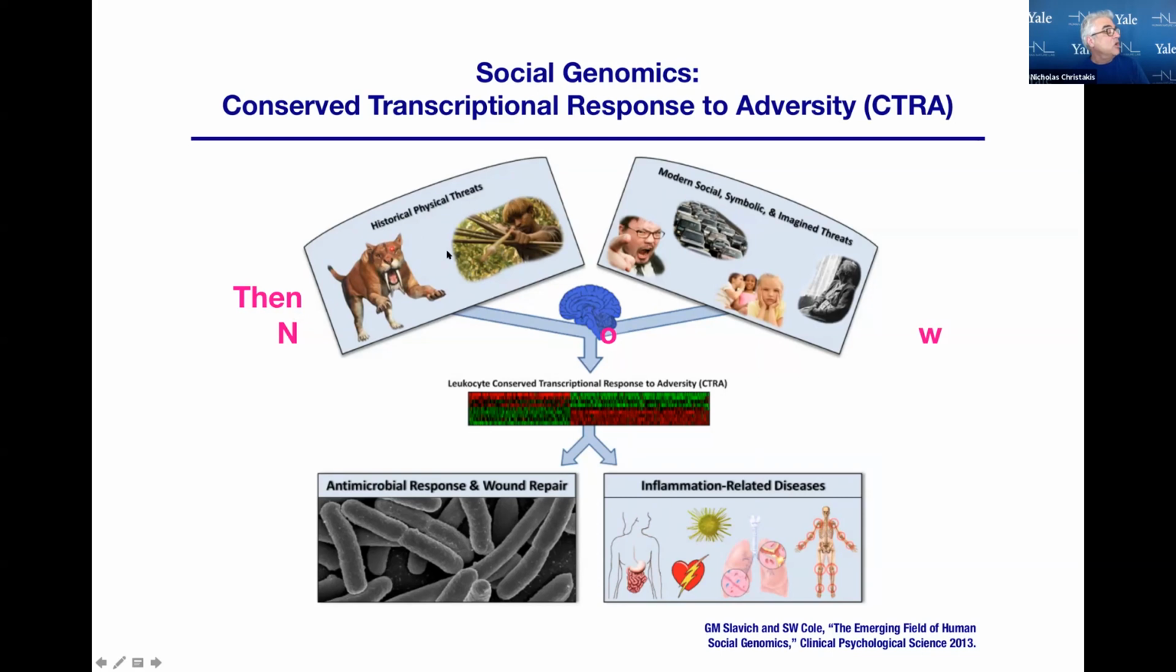So back then, we faced physical threats. And when we faced these threats, our bodies had to upregulate their white blood cells because we might be wounded. We might have to fight infections. We might need more fibrinogen, we talked about earlier in the course, to clot and cope with our wounds. And now we face social, symbolic, and imagined threats, but still activate the same pathway. Back then, it was useful because we had antimicrobial response and wound repair, but now we get inflammation-related disorders. And the chronic activation of this in our bodies can result in a whole host of adverse health consequences, as we've seen.